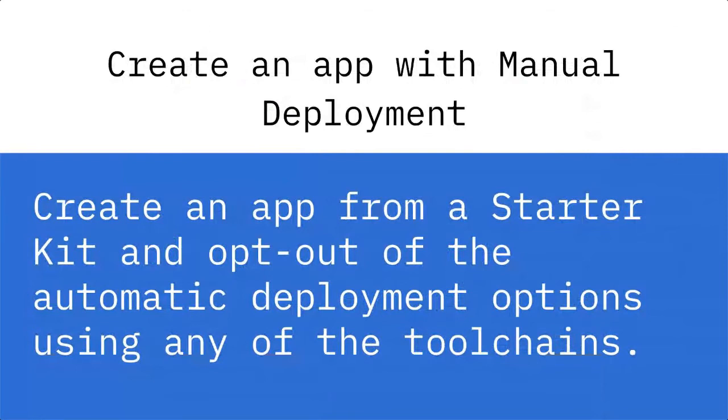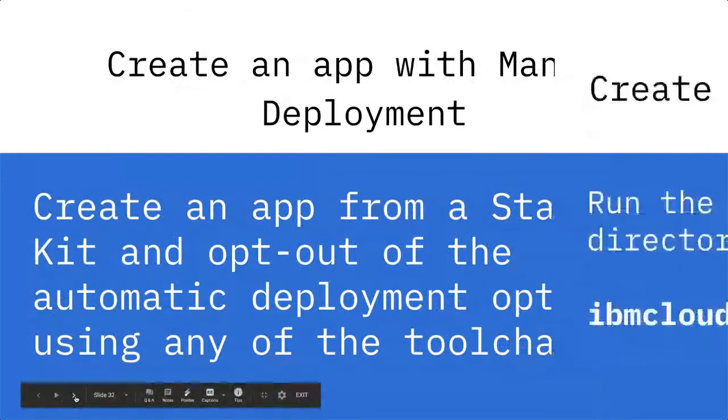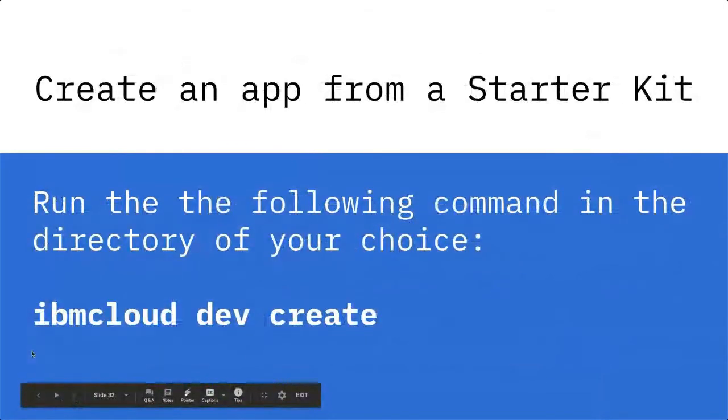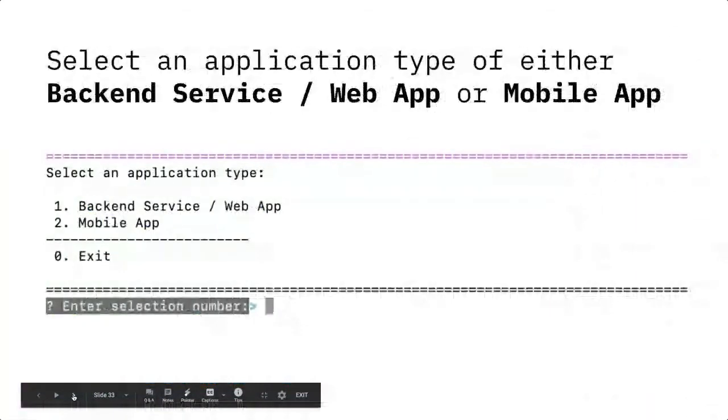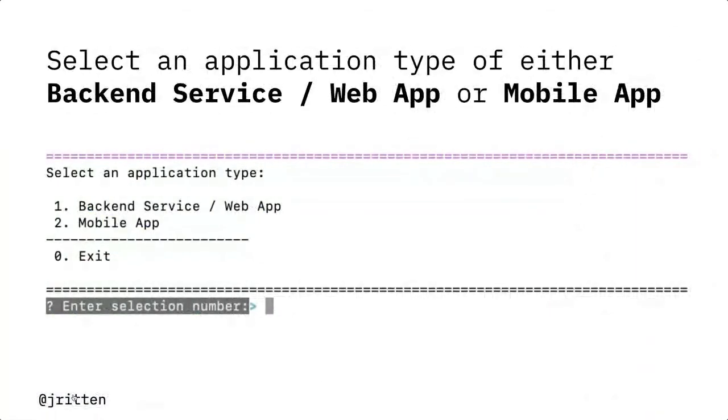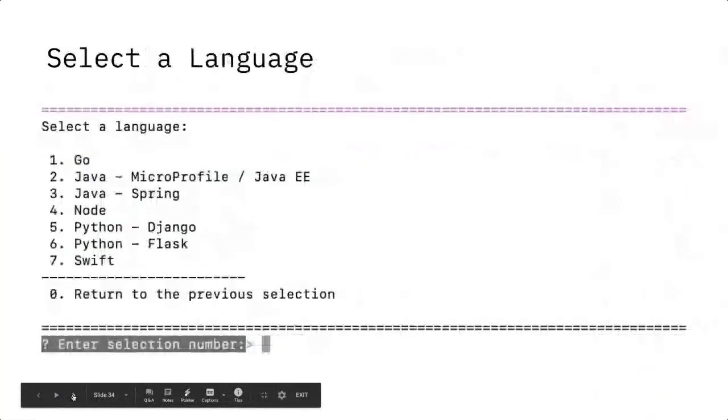Okay. So how to create an app with manual deployment. We're going to create an app from a starter kit and opt out of the automatic deployment options using any of the toolchains. So creating an app from a starter kit, we're going to run IBM Cloud Dev Create. And then we're going to select an application type of either backend, web app, or mobile app, just like we did before. And we're going to select a language.